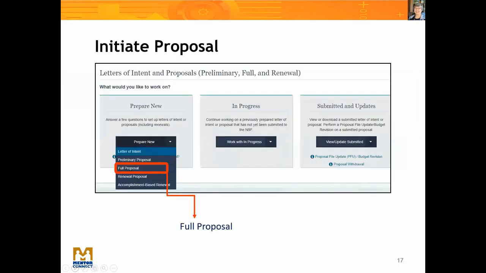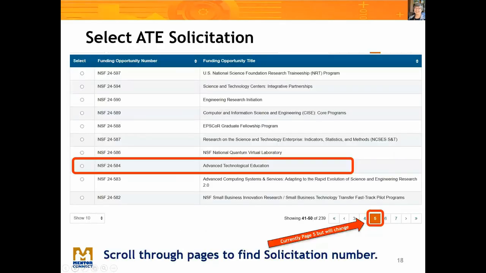When logging in the first time, you might see a pop-up that asks you if you want to continue to the proposal system. Click and the pop-up goes away. Next, in the Prepare New box, select Full Proposal. Of course, after you've started working on your proposal, you would select the In Progress box to access your previous work. Next, you need to select the NSF solicitation that applies. You want the Advanced Technological Education solicitation.